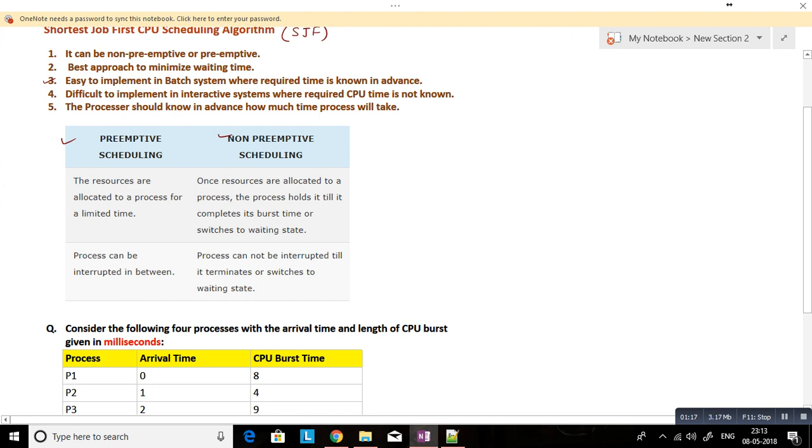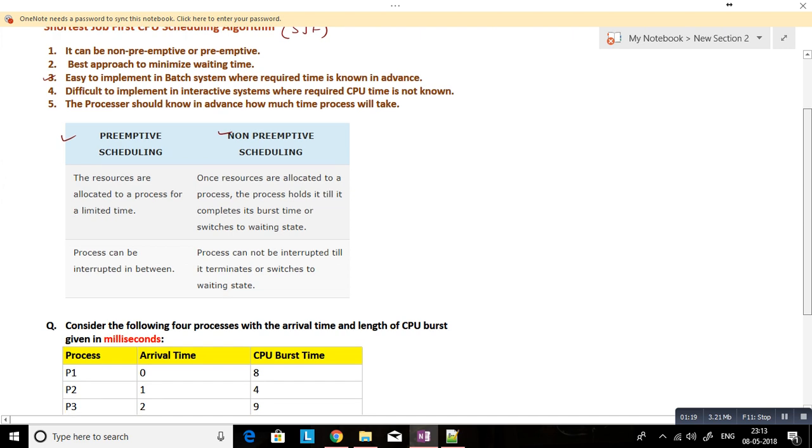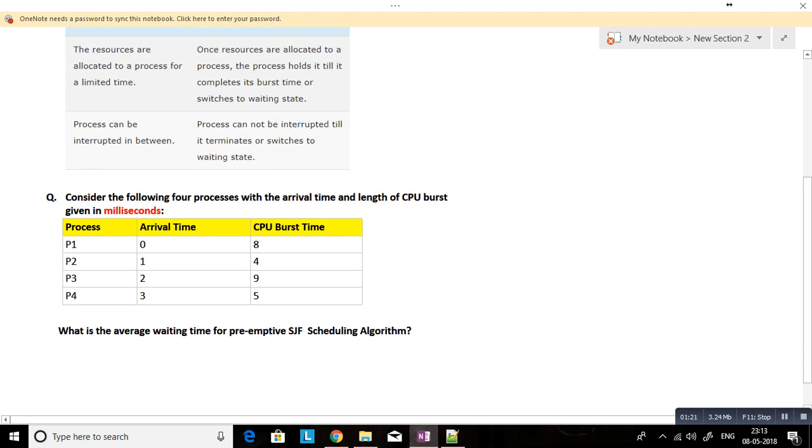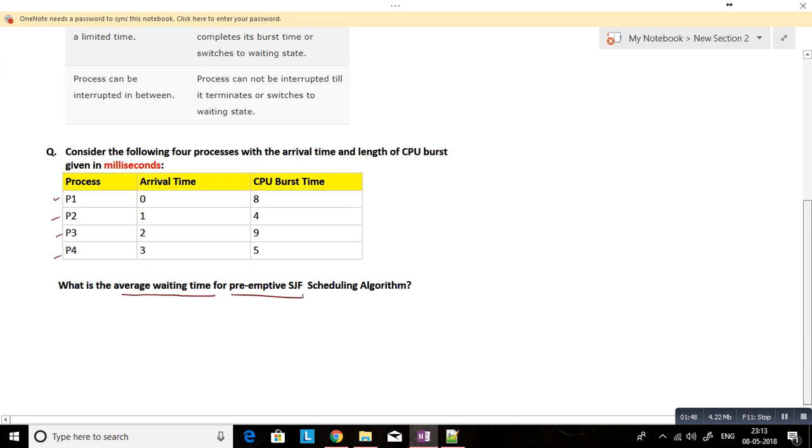So this is the question. We are going to solve it. Consider the following four processes with the arrival time and length of CPU burst given in milliseconds. So these are four processes P1, P2, P3 and P4. Their arrival time is given and CPU burst time is given. We have to find out the average waiting time for the preemptive SJF scheduling algorithm. So let's solve this question.